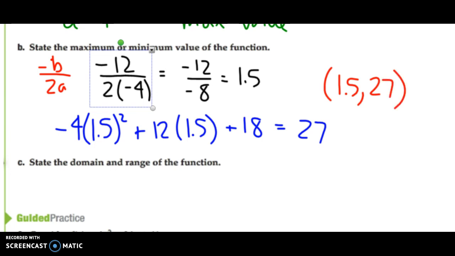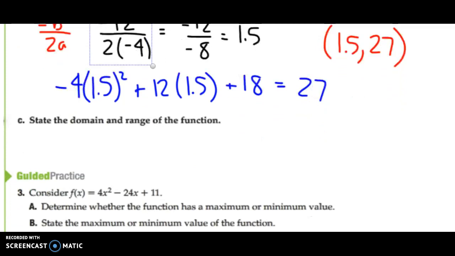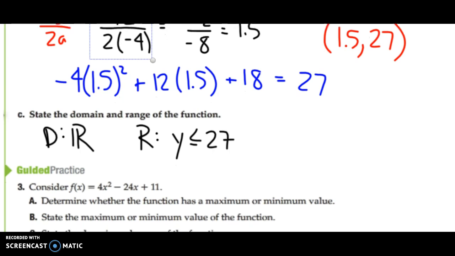Finally, the last part, part C, says state the domain and range of the function. So domain is our x values. And the nice thing is on our parabola, there is no x value that doesn't work. So the domain is all real numbers. The range, however, since it has a maximum of 27, is going to be that y is everything smaller than 27. So it would be y is less than or equal to 27.